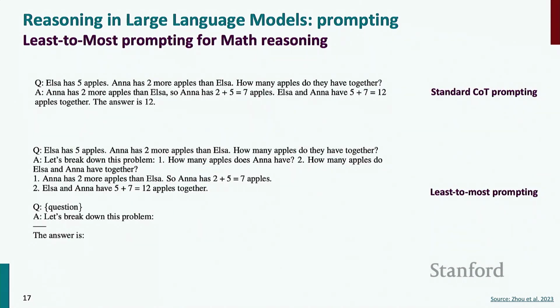And this is how it looks for a math reasoning problem. In standard chain of thought prompting, you would have a question followed by a rationale and the answer. With least to most prompting, which is this decomposition strategy, you would take the question, and then instead of directly producing a rationale, you ask the language model to break it down into problems. And then you have these two different sub-problems. And then you start answering both of those sub-problems and then condition your final answer on the answers to those sub-problems.